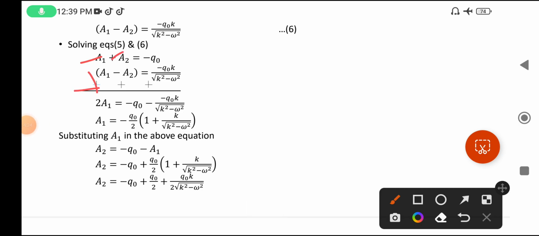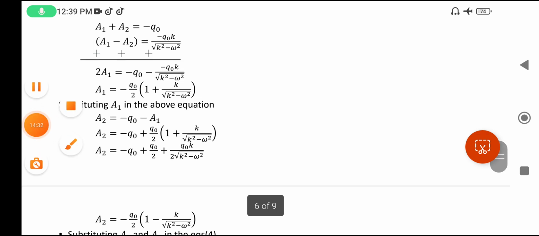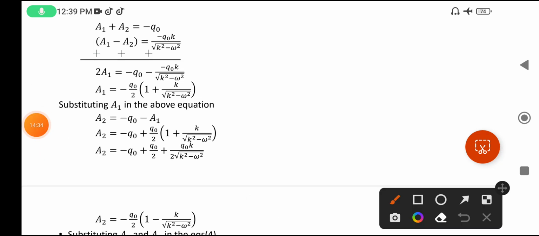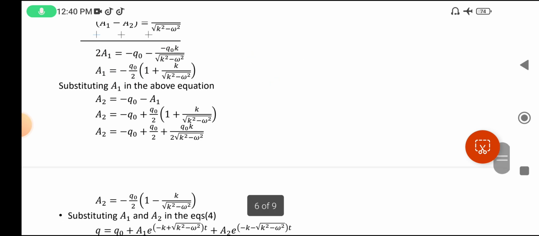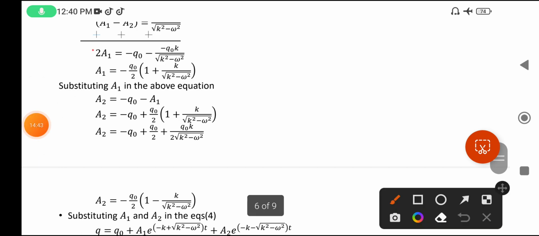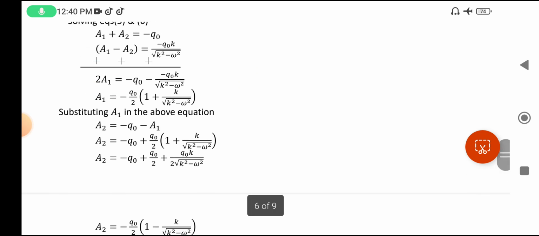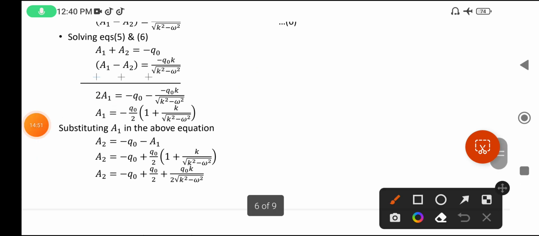After adding, these two get cancelled, a1 plus a2 becomes 2a1, and these two are added, so like this we got. From this take out the common q naught outside, and bringing this to this side it becomes like this, minus q naught. Okay, so minus q naught, and bringing this to this side we get this one. Substitute a1 in the above equation. Which equation? In this equation.